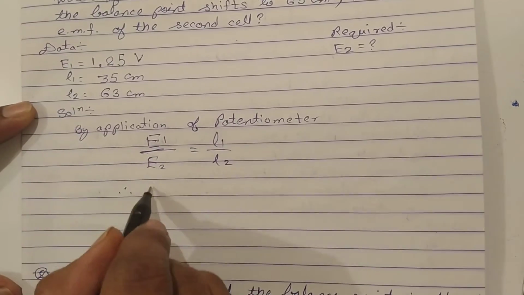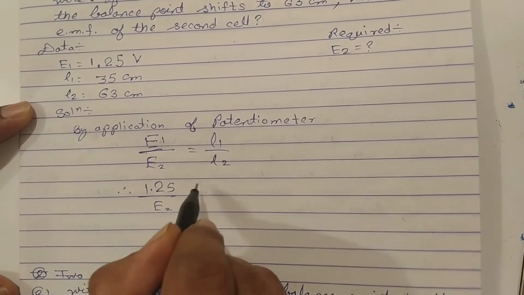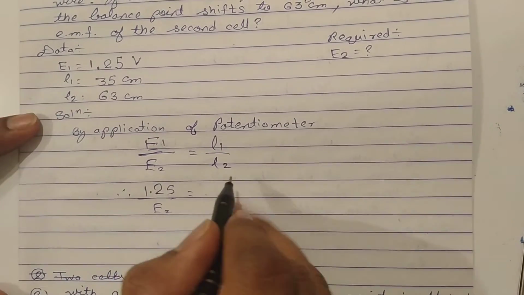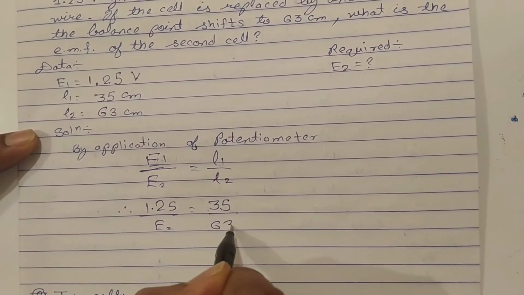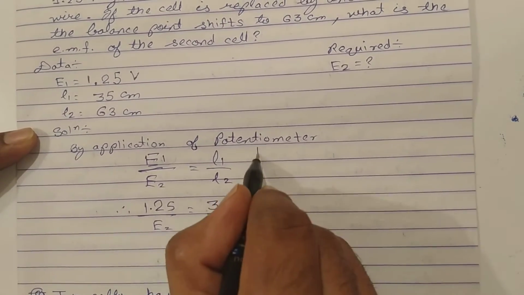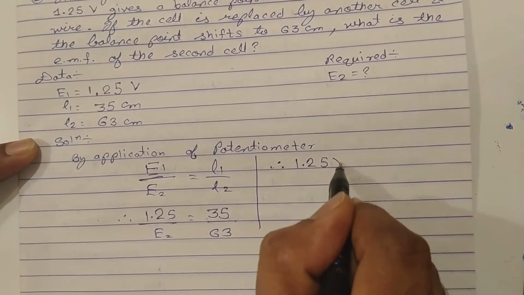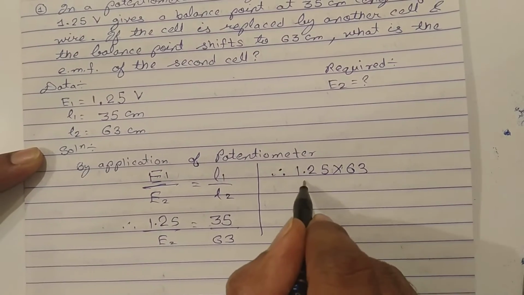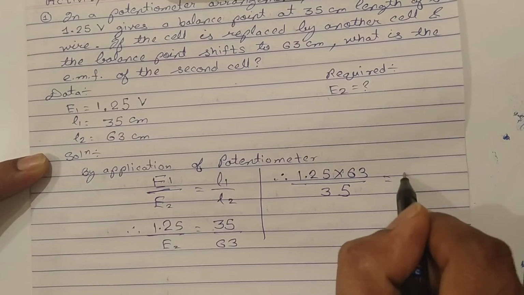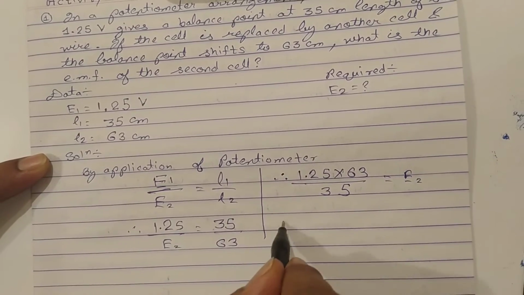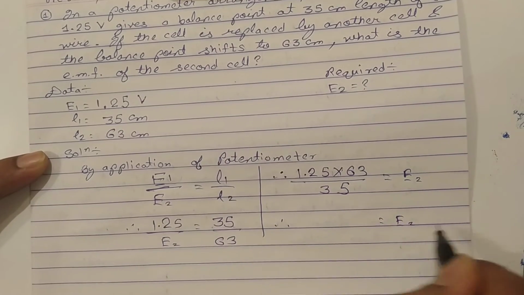What is the value of E1 here? 1.25. Value of E2 we don't know. L1 is what? 35 centimeter. L2 is 63 centimeter. To find E2, we will use simple mathematics. The 1.25 multiplied by 63 upon 35 is equals to E2. After solving this particular numerical, we will get the value of E2.